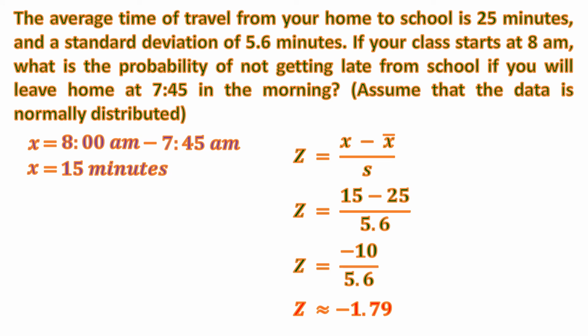So the expected answer for this is that there's going to be a lesser chance that you will not get late, because the average travel is 25 minutes and you only have 15 minutes left to go to school. So the result must be a lesser chance of not getting late. So we'll see. Let's continue solving.